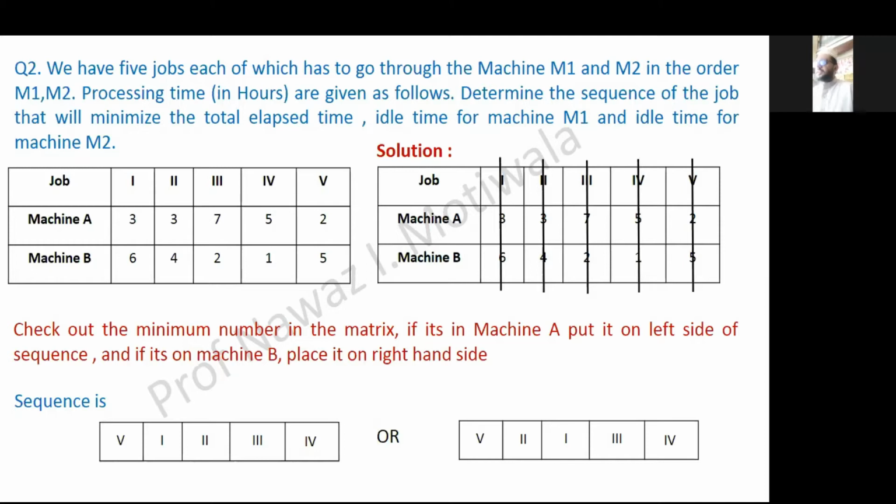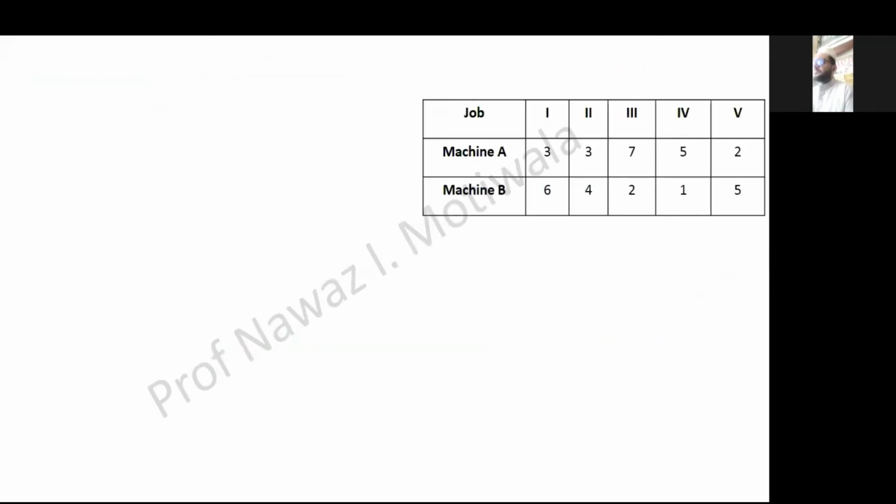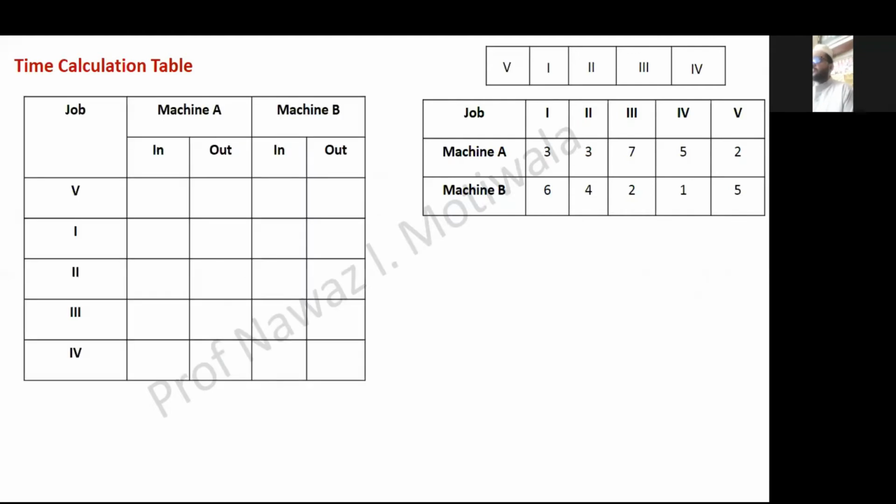So you can see here this problem has multiple optimum solutions in which there was a tie on the same machine. After finding the sequence, the next step is to find the calculation time. So for the calculation time, again I will make the same table. I will arrange the jobs as per the sequence which I got. Here you can take any sequence, you will get the same answer. I have chosen the first one: 5, 1, 2, 3 and 4.